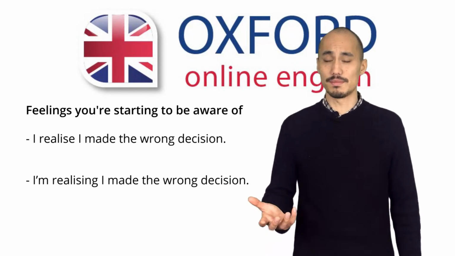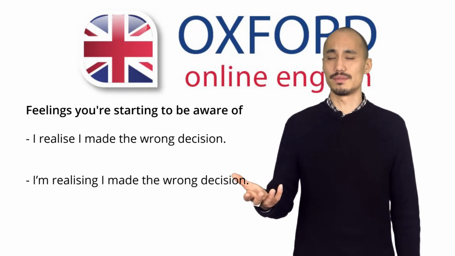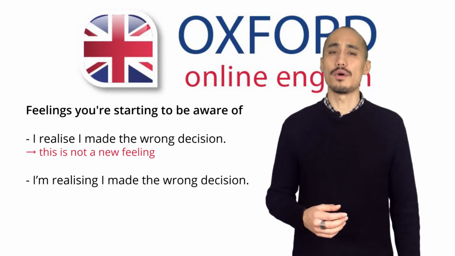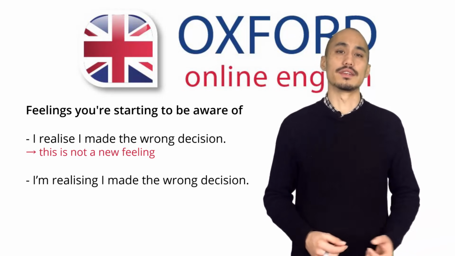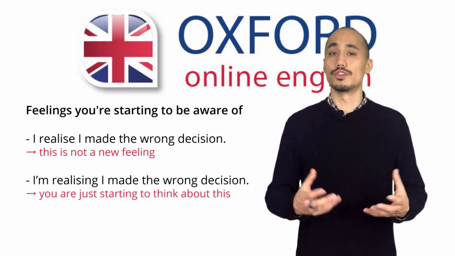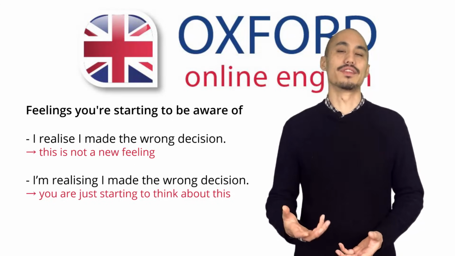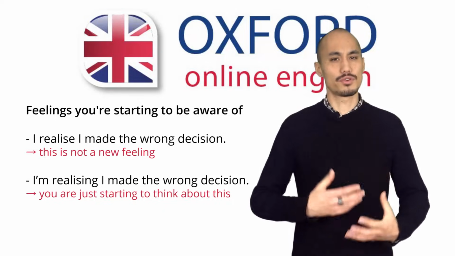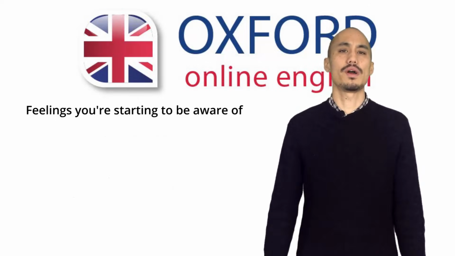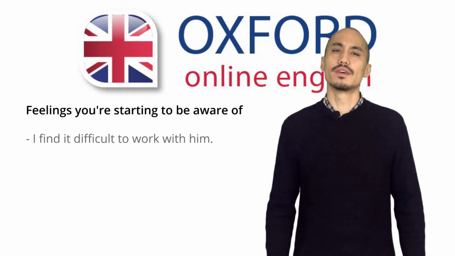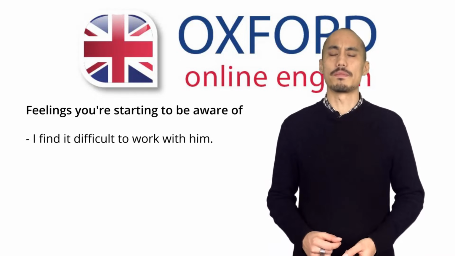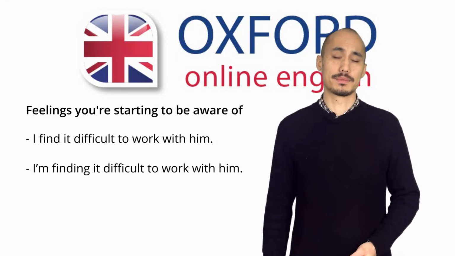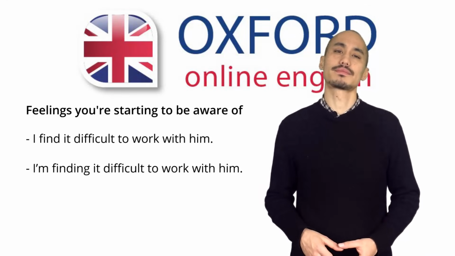In the first sentence, I realise I made the wrong decision, your realisation is not a new feeling. However, when you say, I'm realising I made the wrong decision, you mean that you're just starting to think about this. The feeling that you made the wrong decision is still growing on you. Let's do one more example. I find it difficult to work with him. I'm finding it difficult to work with him. Can you see the difference?